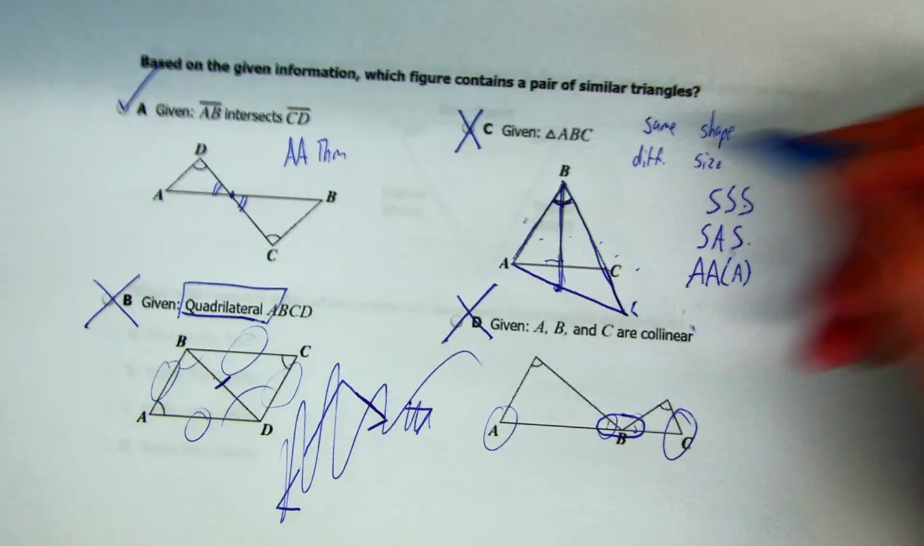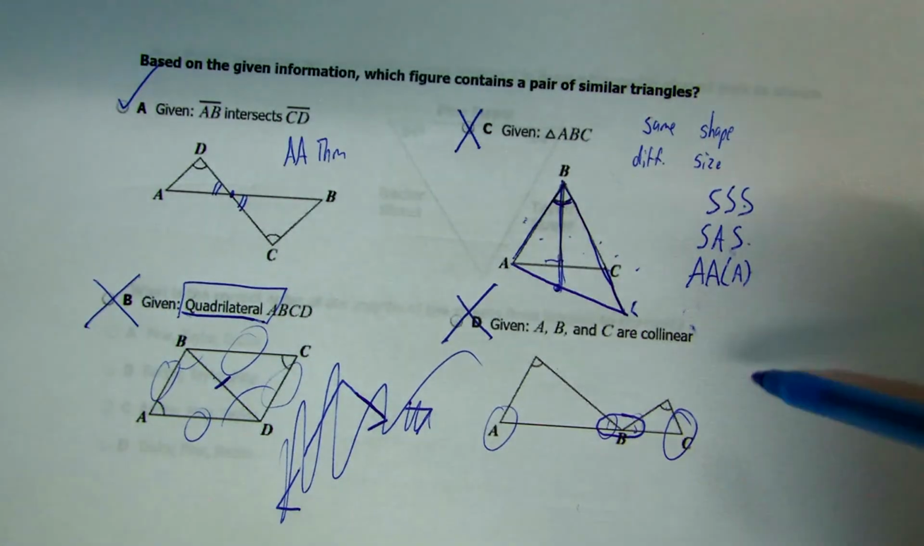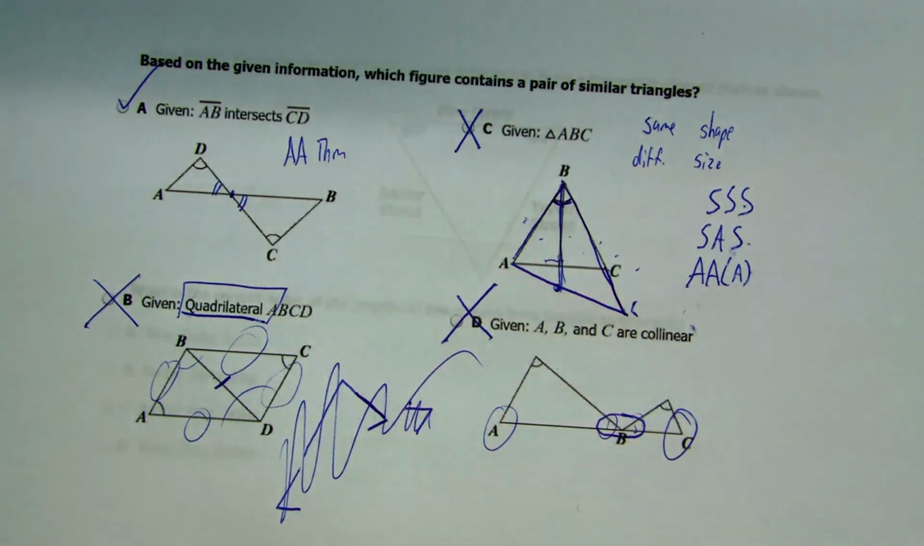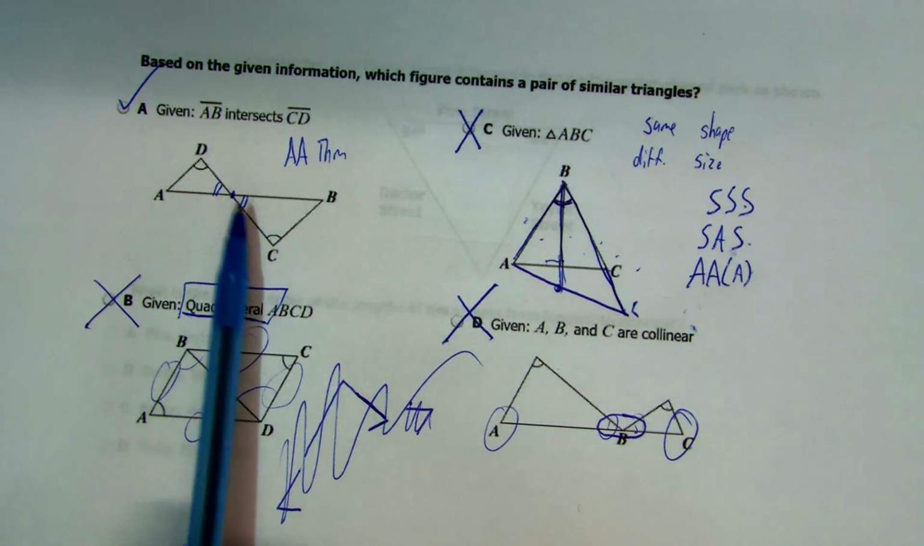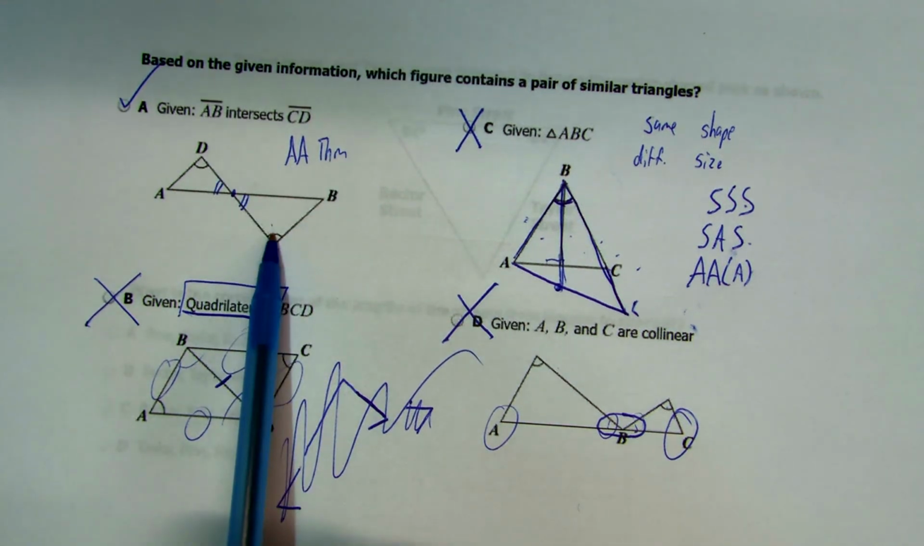It's not D. This is one of those questions where all three of the wrong answers look congruent or similar. But the only correct answer is A, because it actually has the appropriate information given in the picture. We're looking for A.